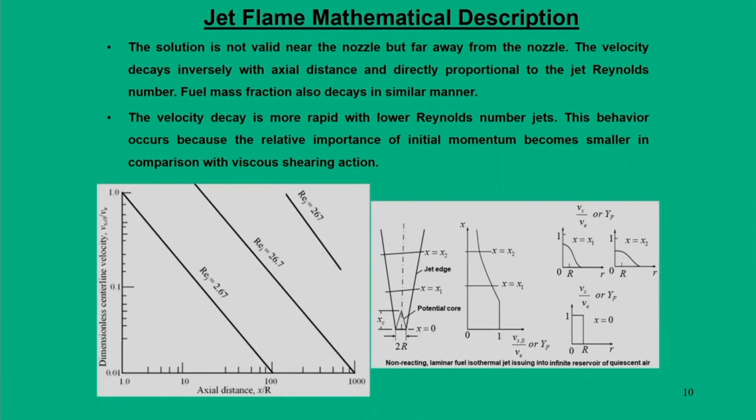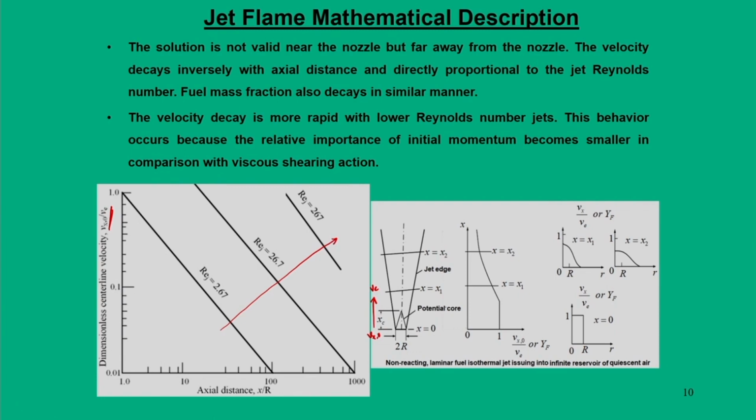Okay. Now, this particular plot shows the non-dimensional central line velocity with respect to axial distance. So, we are looking at the axial distance x and its dependence with Vx0 by Ve, where Vx0 is the central line velocity at this location and Ve is the exit velocity. This non-dimensional ratio is plotted against axial distance. We see that when the Reynolds number is increased, what happens, the decay is okay.